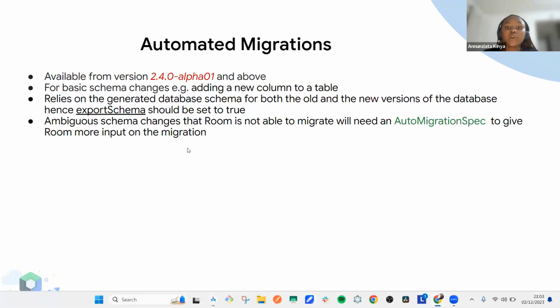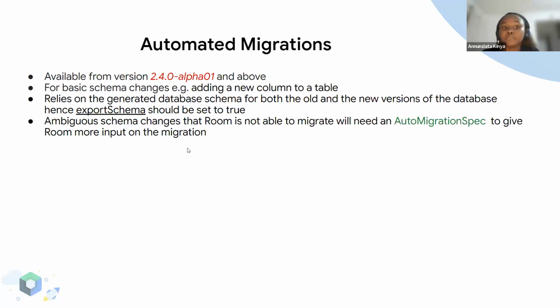So for automated migrations, they are available if you're using Room version 2.40 and above. On the lower ones, it's just manual migrations. Automated migrations basically work for very basic schema changes. For example, you've added a new column to an existing table, or you're trying to rename a column that already exists.